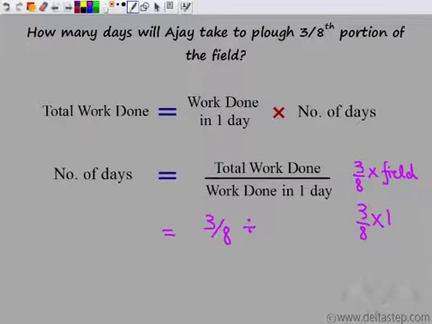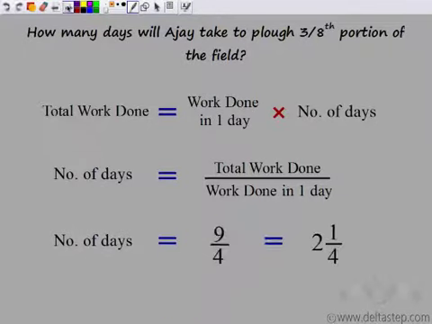Work that he does in one day, Ajay does 1/6 of the field in a day. So work that he is doing in a day is 1/6. And we want to see how many days will he take to complete 3/8. So this would be 3/8 times, you reciprocate this, which is 6/1. This gives me 9/4. So number of days is 9/4, which is 2 1/4.